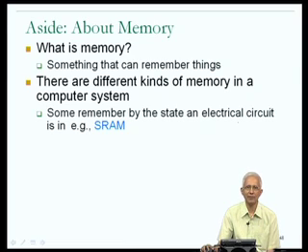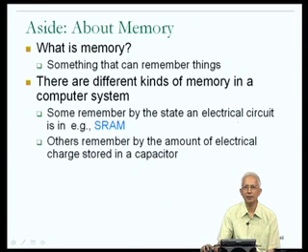But static RAM is an example of a device of the first kind. Now there are other memories in computer systems which remember not by the state an electrical circuit is in, but by the amount of charge present in a capacitor. A capacitor is a kind of component in electrical or electronic circuits.